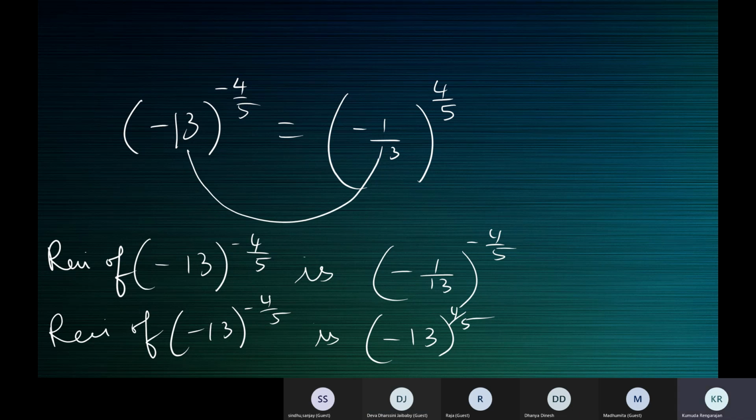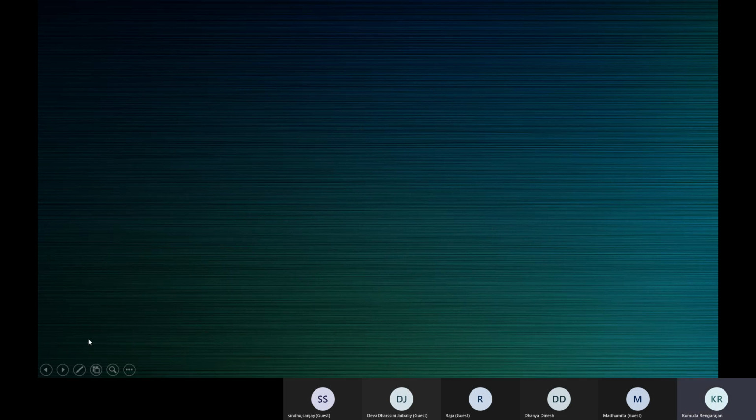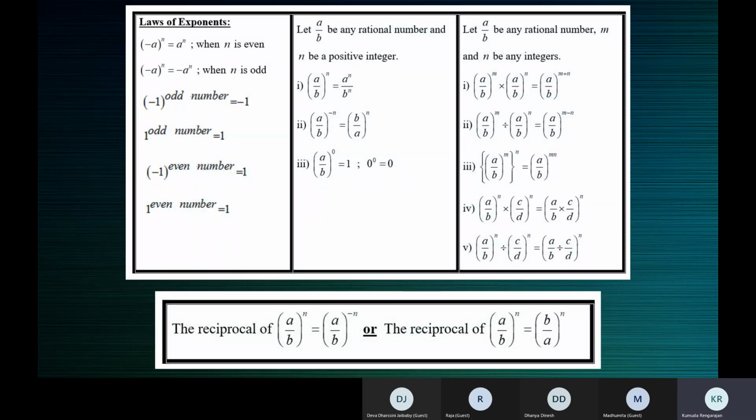So this is how I explain the rules. Reciprocal of the base. Please remember this. Have you made a note of that in your book, children? Reciprocal of the base. Negative of the power. If you make both the changes, you're writing the equivalent of the given expression. If you make only any one of these two changes, you're writing the reciprocal of the given expression.